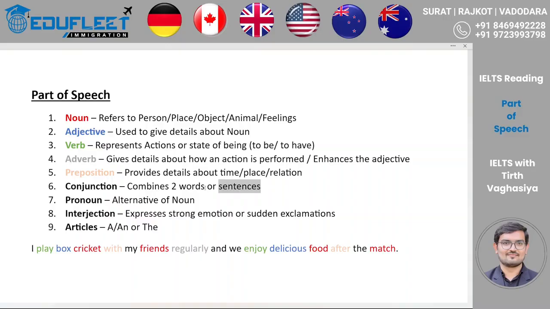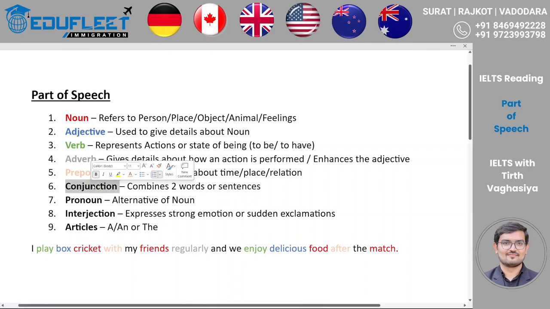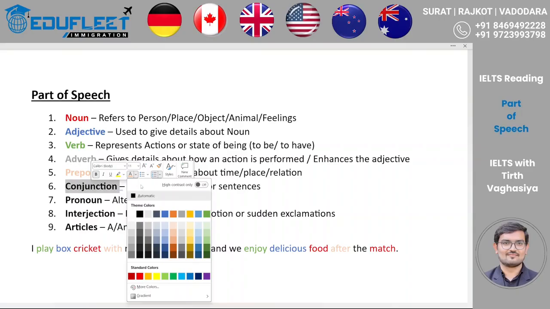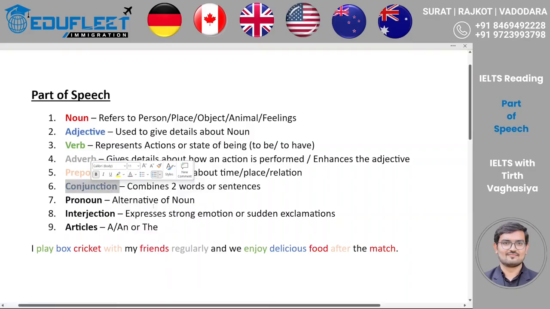So if you want to say the same thing within one line, then you will combine these two lines and say the chair is black and comfortable. What did you do? You added a conjunction in that line. And with the help of that, you were able to combine those two sentences.